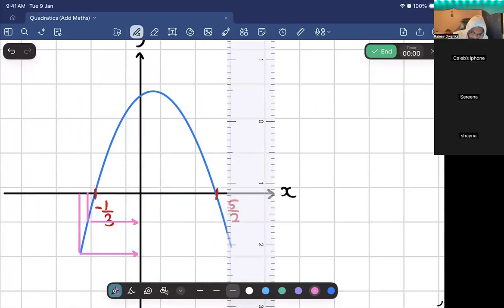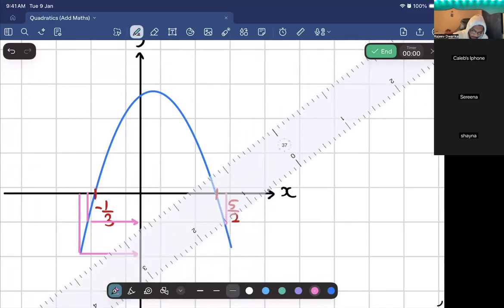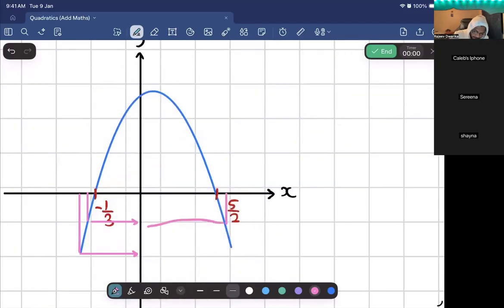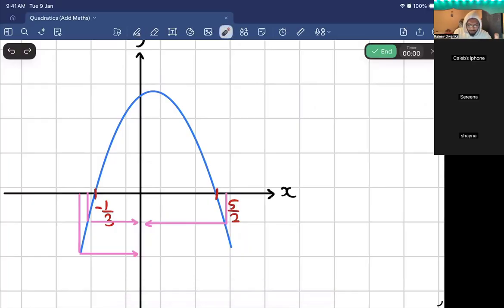What if now I come over here? Would that be more than or less than 0? Less than 0. What if I were to take a value over here? Now, I didn't extend the graph, but if I did, could you see that that would also give me a negative value, which is less than 0? Yes, sir. Okay, good. So can we both agree that values of x that are less than minus 1/3 would work, and values that are more than 5/2 would work?